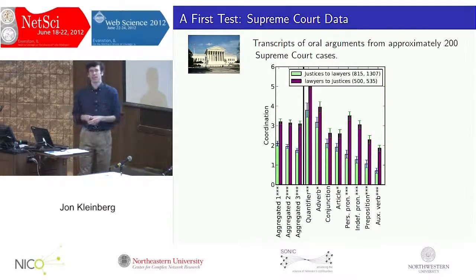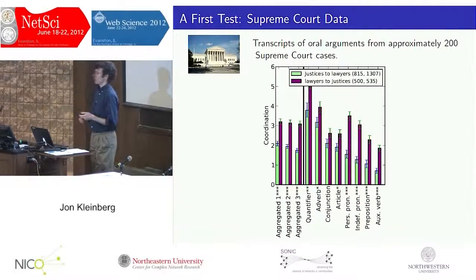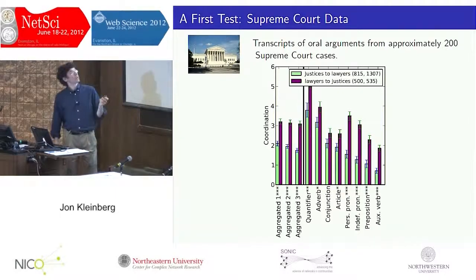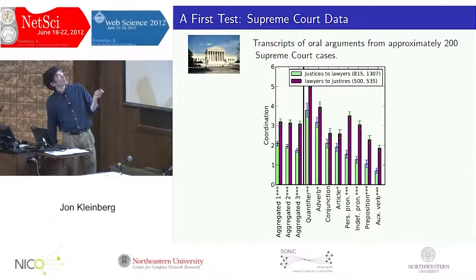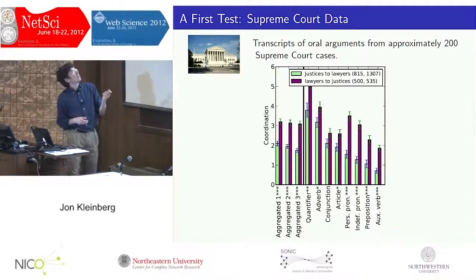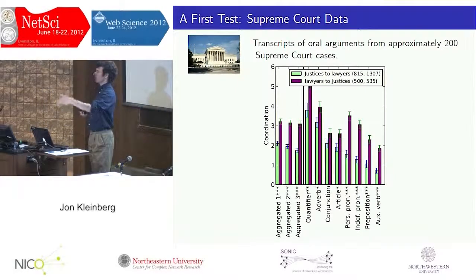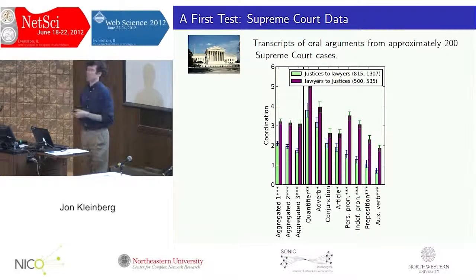Right? Lawyers talking to justices. And secondly, there is a significant difference in how much the different parties are coordinating. Right? So when lawyers talk to justices, that's the purple curve. Those bars are very tall. There's a lot of coordination going uphill on this status gradient. When justices are talking to lawyers, there are lower bars. There's less coordination coming downhill on the status gradient. Okay. And we see that across all the different parts of speech types as well as when we average them all together.